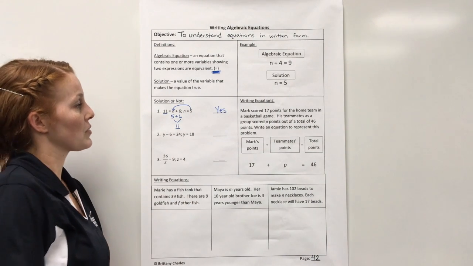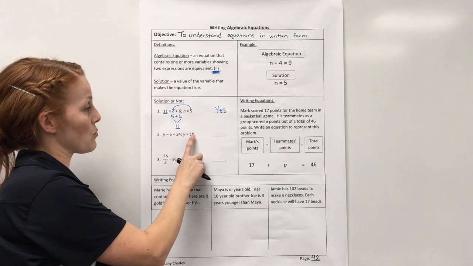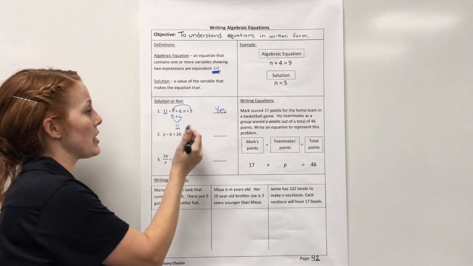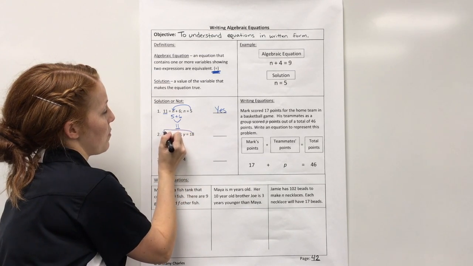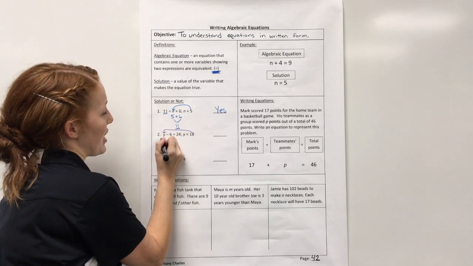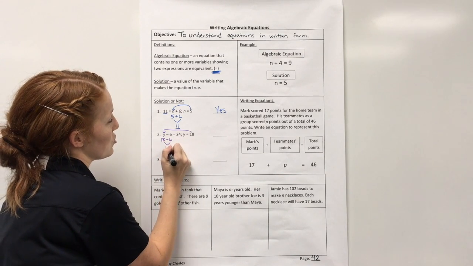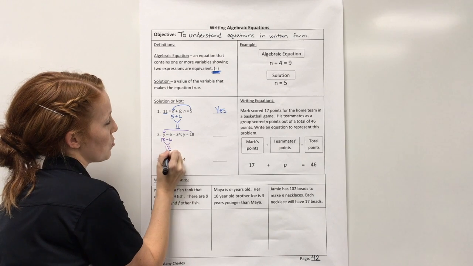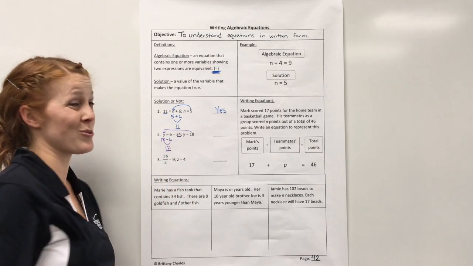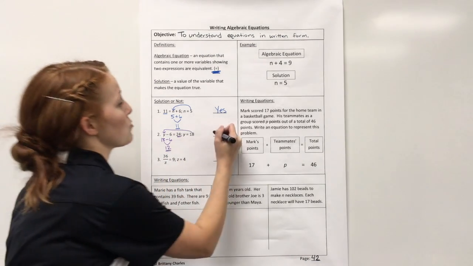Let's try this one. Now we have y equals 18, so we're going to take the 18 and we're going to plug it in for y. All right, so 18 minus 6. Well, 18 minus 6 is 12. Well, this says 12, this says 24. Those are not the same value. So this would be no.